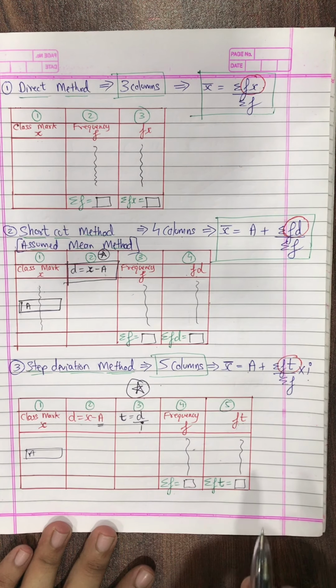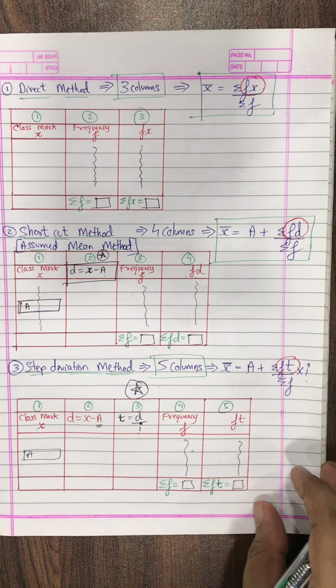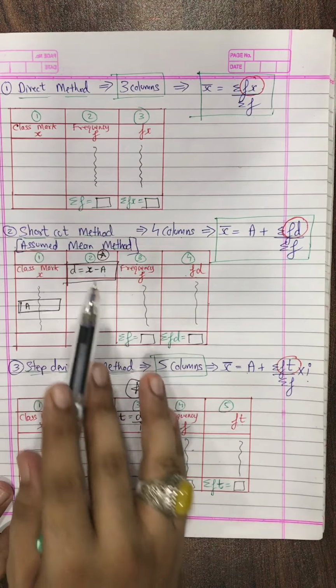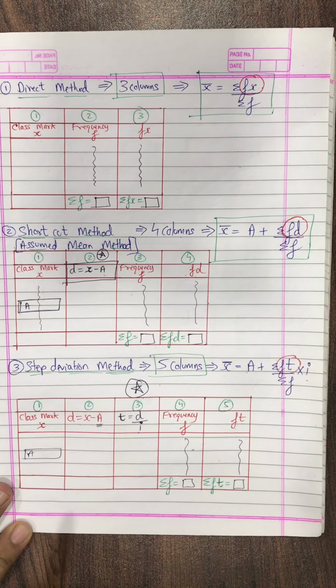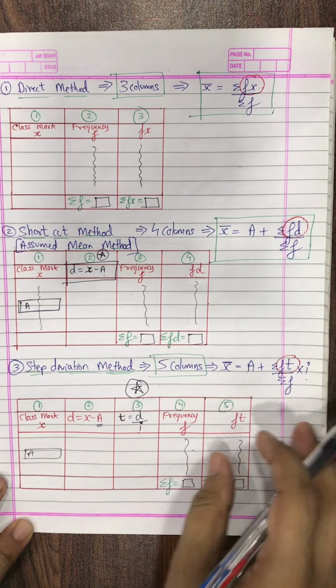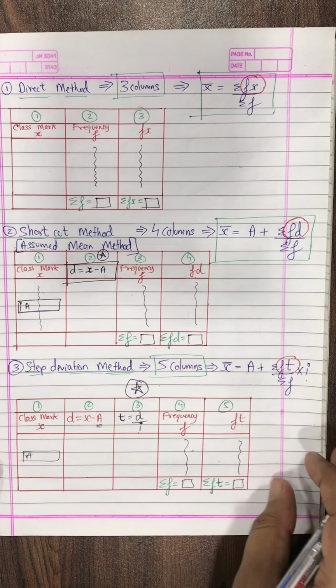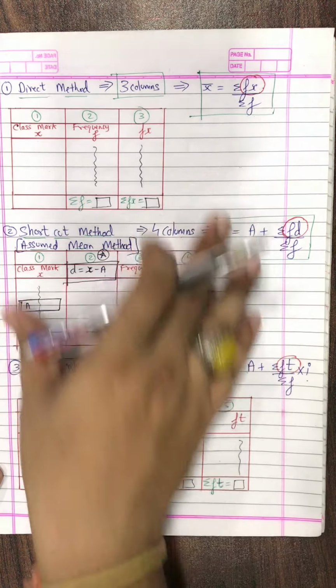I is the gap. In the exam, they will never ask you to solve with all 3 methods. Either they will ask with the direct method, the shortcut method, or the step deviation method. But the best way is to practice any question with all 3 methods, and you'll get exactly the same answers. Hope you understood this, students.